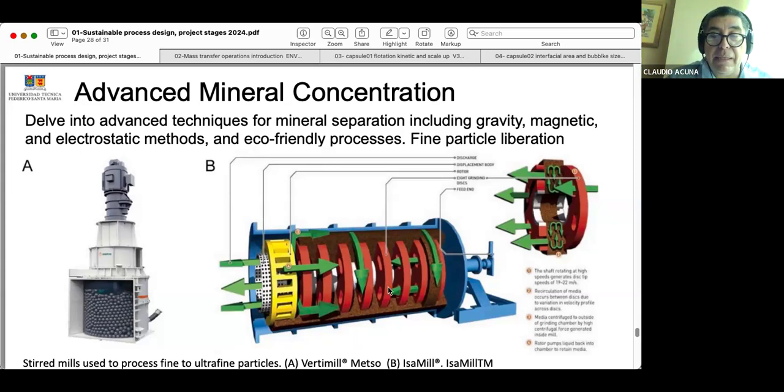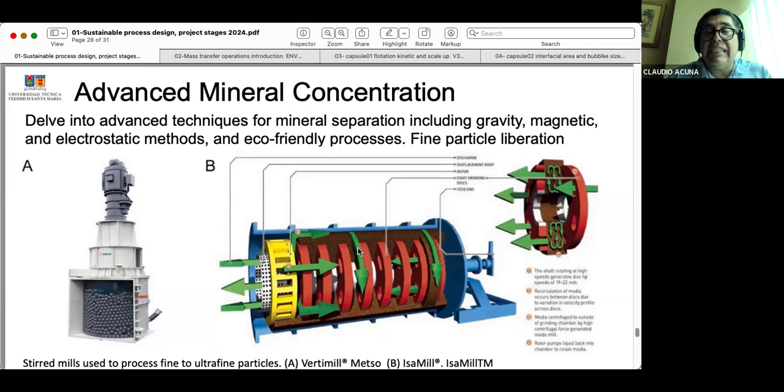The IsaMill, at the beginning was supplied by Xstrata Technology. Now it's Glencore. This is for very, very fine particles. The important thing is we want to have more liberated particles. If we want to treat tailings, we need to liberate. We need to have fine particles. This is possible. There is technology to reduce to 20 or 10 microns in order to liberate the interlocked material.